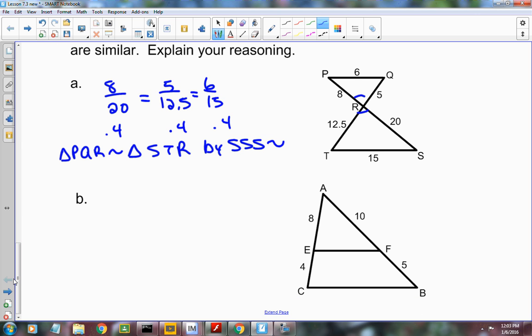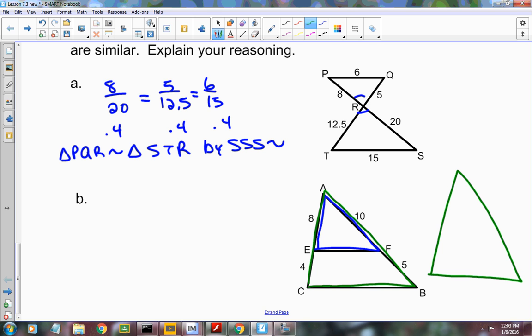Do I have two triangles? Yes. I have this little guy right here, right? And then I have the big one, right? Okay. Might be helpful to move this big one over. And this is triangle CAB. And let's see, if you add these two together, this side is 12. Add these together, this side is 15. I don't know anything about the bottom.